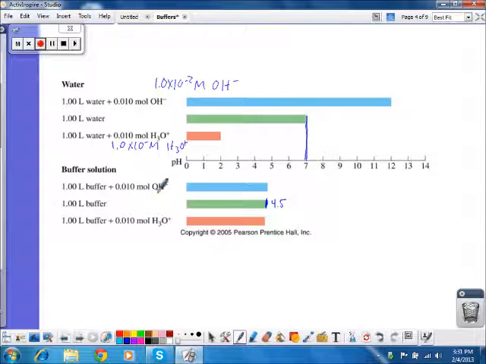If I add hydroxide to it, you notice the pH goes up a little bit to about 4.7, but not nearly as much as it does in pure water. And that's because I have a conjugate acid that is a weak acid that's reacting with the hydroxide and changing it into the weak conjugate base. And the same thing happens if I add the same amount of hydronium. It goes down a little bit, so we could say this is like 4.3. But again, the pH remains fairly stable when compared to what happens to the pH of water.